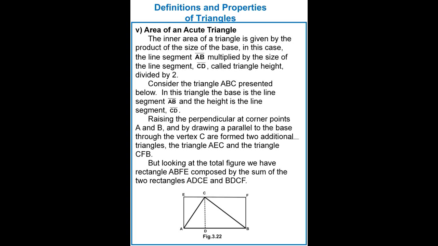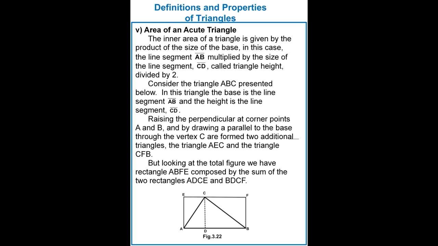In the case of the triangle ABC, the area is given by the product of the dimension of the line segment AB multiplied by the dimension of the segment of the line CD divided by 2. By drawing perpendiculars at vertices A and B, and also drawing a segment of the line parallel to the base AB at point C, two additional triangles AEC and CFB are formed.